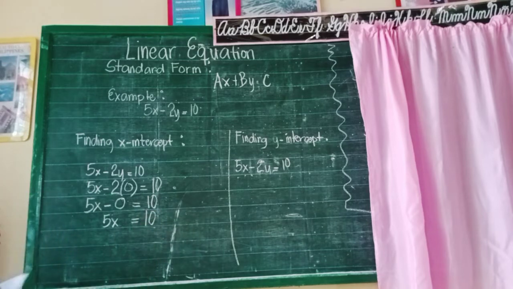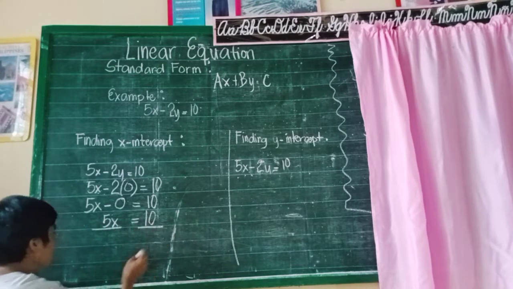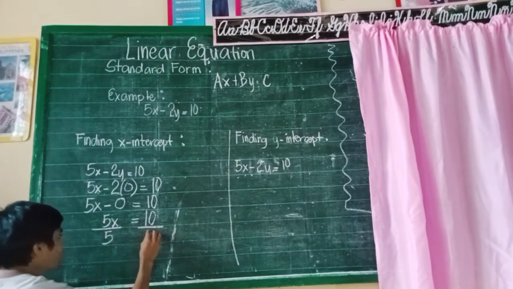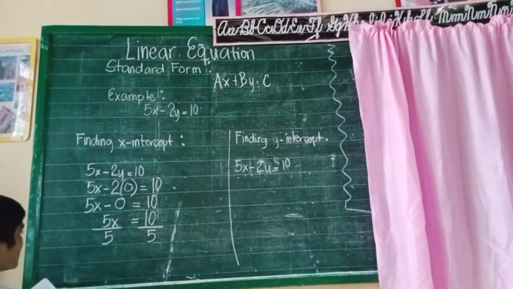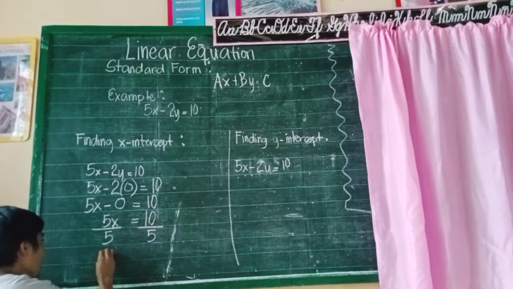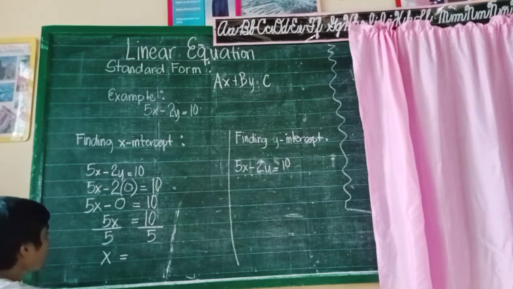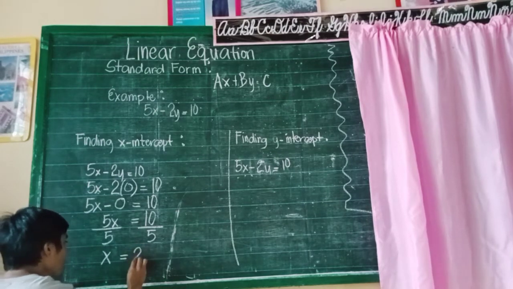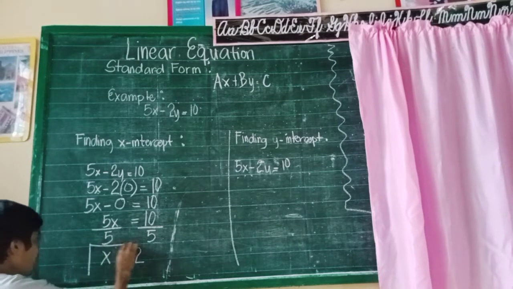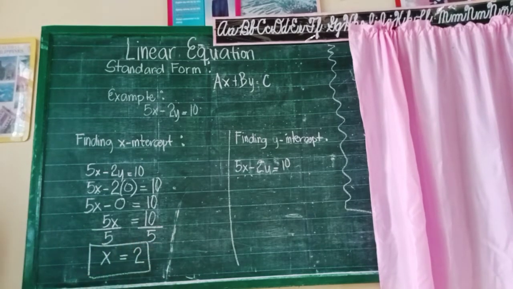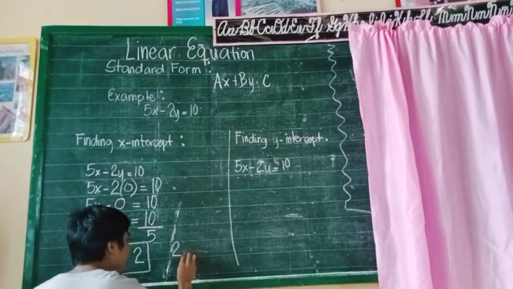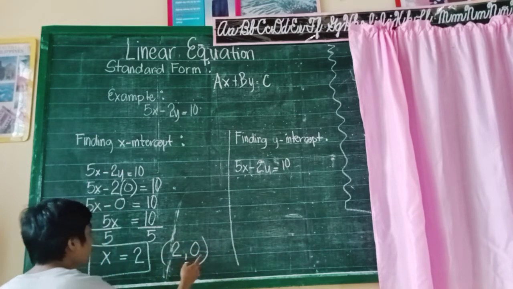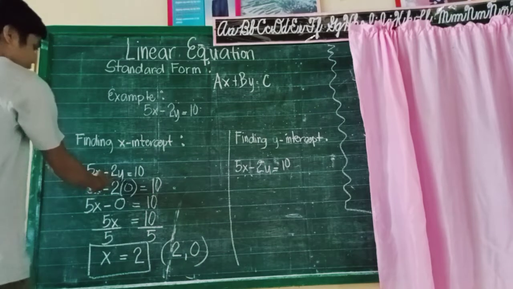And to get the value of x, we would have to divide both sides by 5. So 5x divided by 5 is x, and 10 divided by 5 is 2. So we have the value of the x-intercept, 2. And the x-intercept occurs at the point (2, 0). So we have 0 here since we replace y with 0.